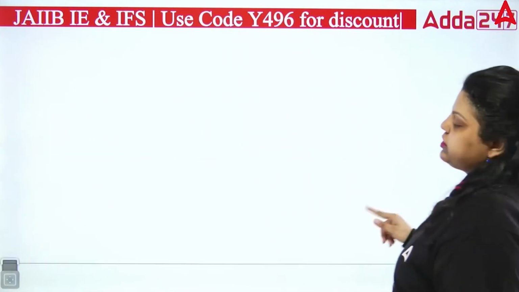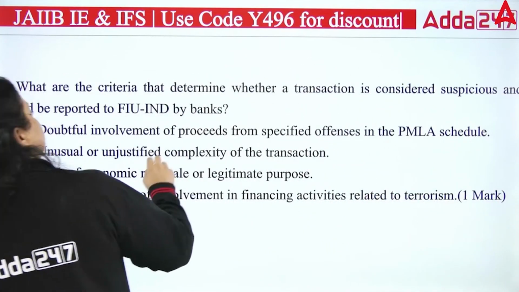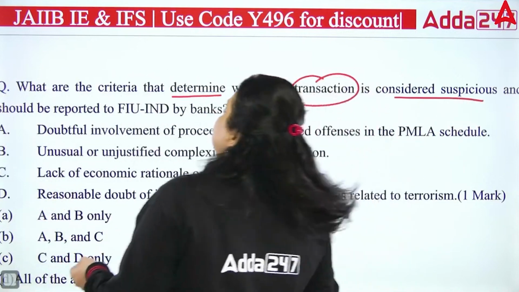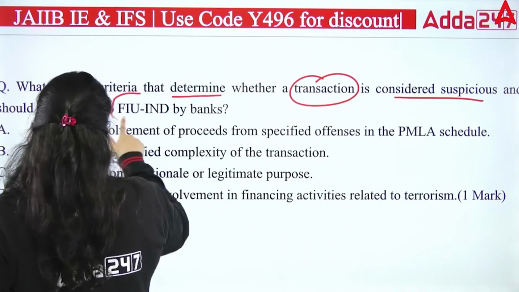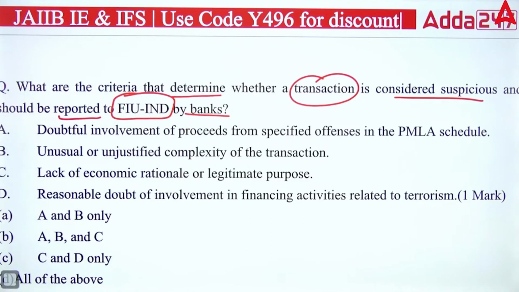Okay, the next question is talking about this. What are the criteria that determine whether a transaction is considered suspicious and should be reported to FIU-IND by banks? The question is asking what are the criteria that determine whether a transaction is considered suspicious and should be reported to FIU-IND by the banks.